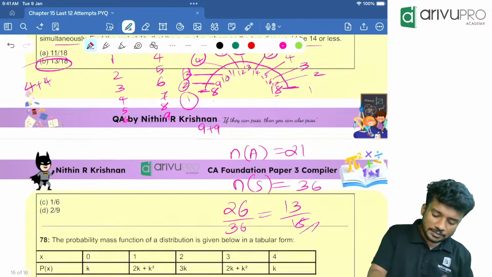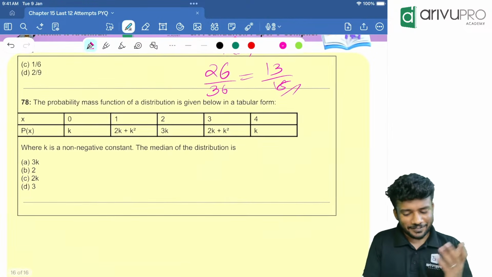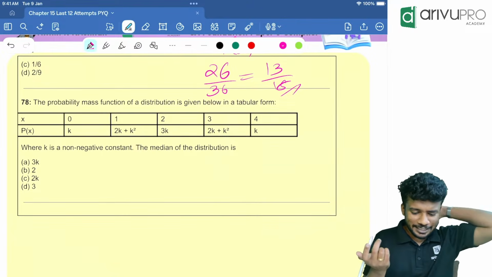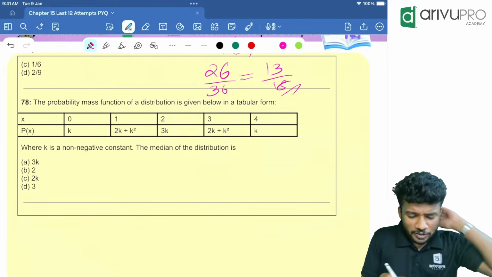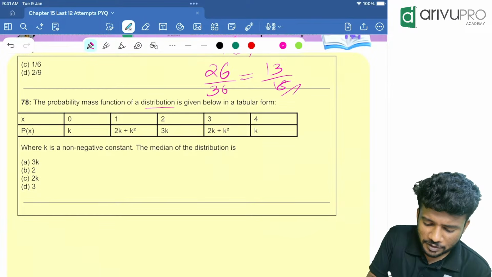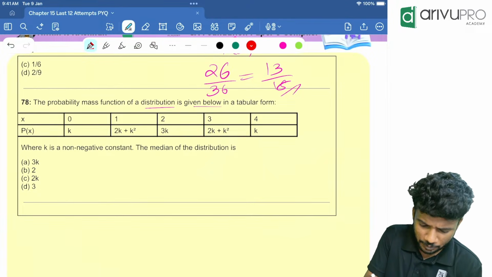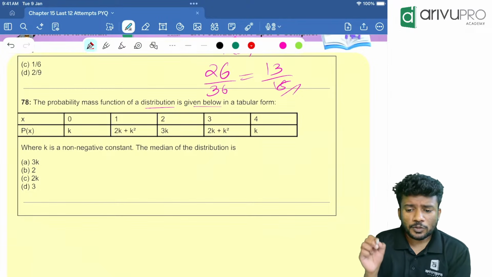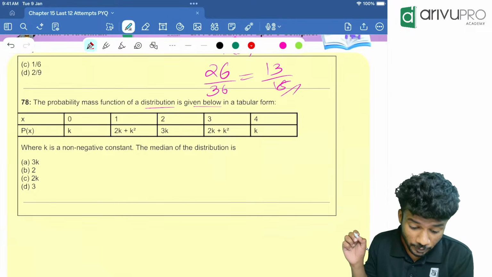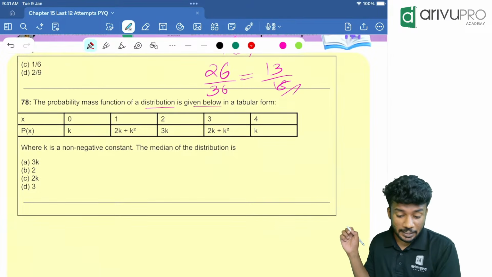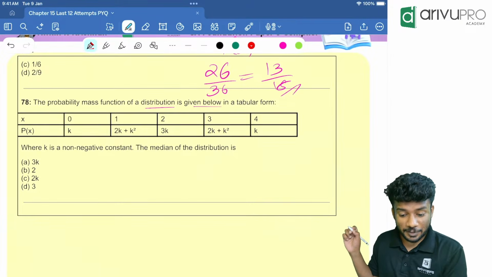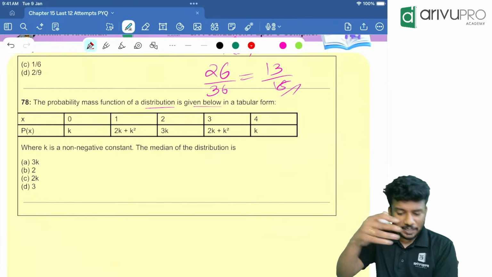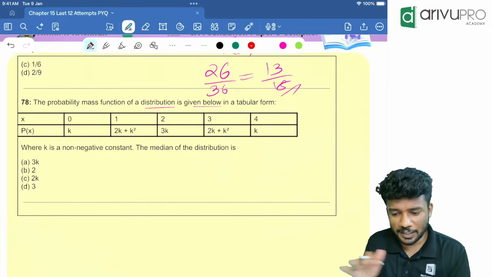Last and final question. It is a very interesting and easy question to do. I'll tell you the method to solve it very fast. The probability mass function of a distribution is given below in the tabular column. Then 0 is there k times, 1 is happening 2k plus k square, then 2 is happening 3k times, 3 is happening 2k plus k square, then 4 is happening k times. Likewise it is coming.